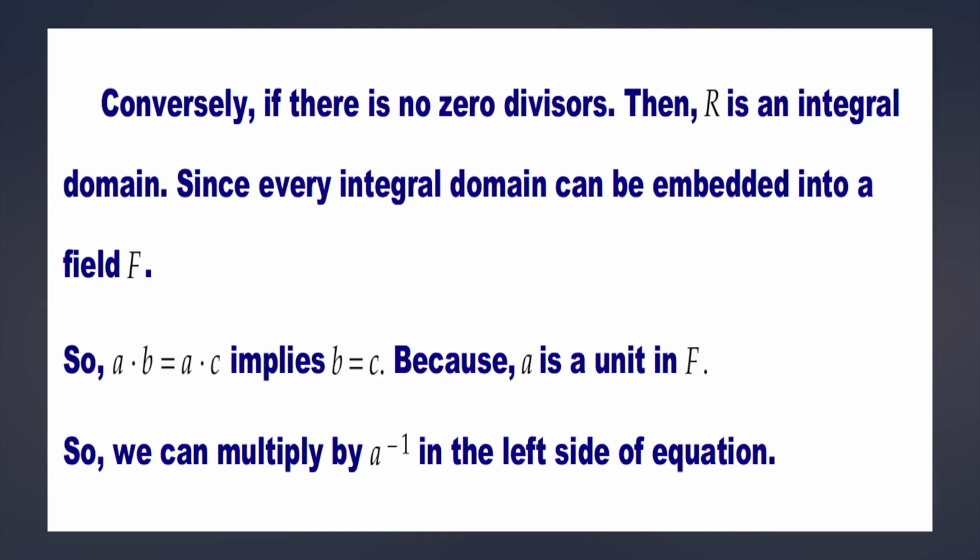Conversely, if there are no zero divisors, then we shall prove that R is an integral domain. Since every integral domain can be embedded into a field F, A dot B equals A dot C implies B equals C. Because A is a unit in F, we can multiply by A inverse on the left side of the equation. Let us find out the characteristic of an integral domain.